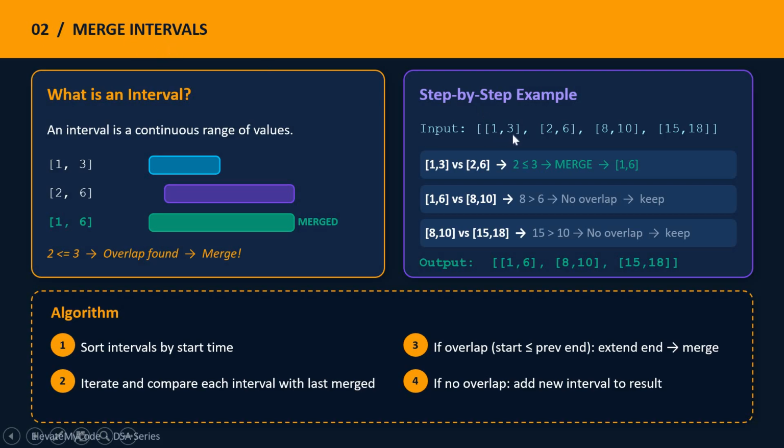Let's say here 1 comma 3 is one interval, 2 comma 6 is one interval, 8 comma 10 is one interval, and 15 comma 18 is one interval. So we have 4 intervals, and some of the intervals are overlapping, and those we have to merge. To understand that clearly, let's think about it this way.